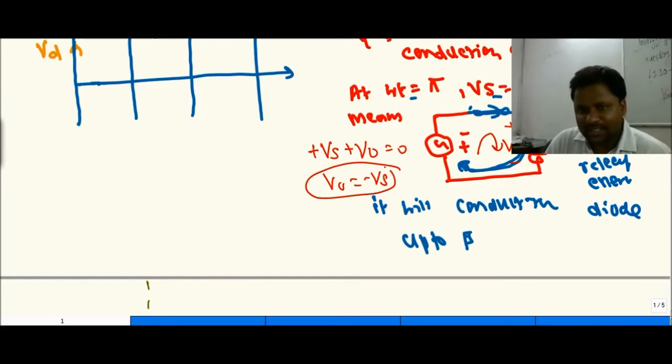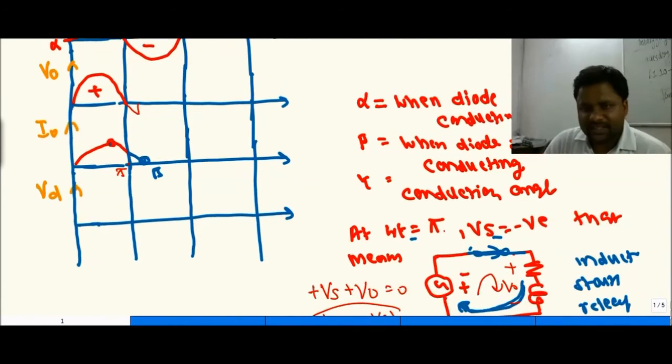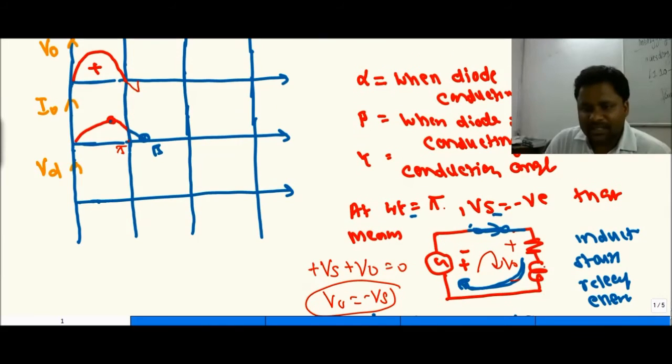So at omega t equals pi or greater than pi, the source voltage is negative, but there will be energy stored in the inductor which will be released, and due to the release of this energy, the current will force conduct the diode, and the diode is on up to an angle. This point is called the diode is on up to the angle beta, and from the geometry we have seen that the output voltage is negative. So this is the point beta, this is pi, this is 0.